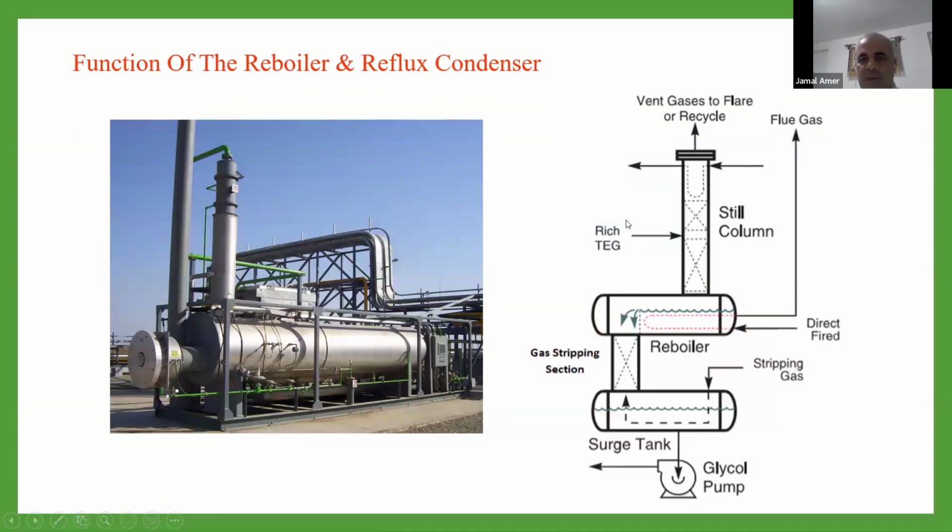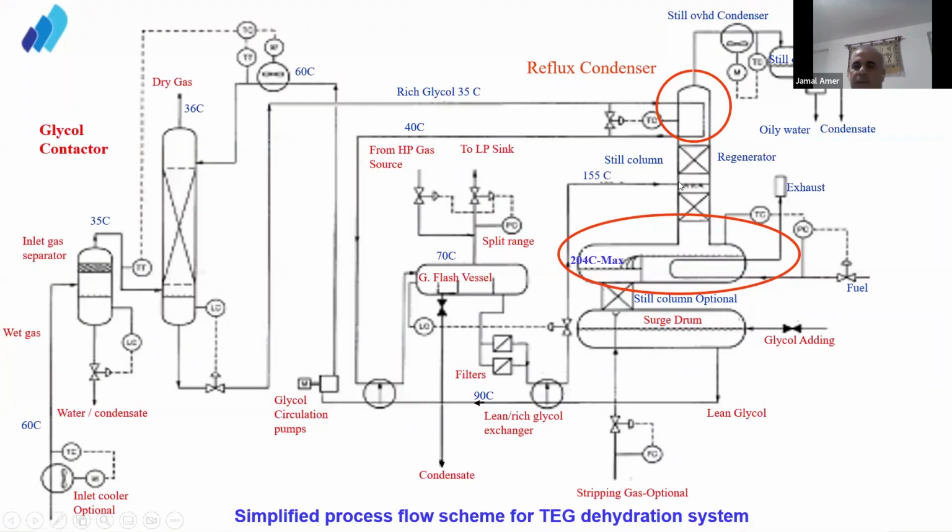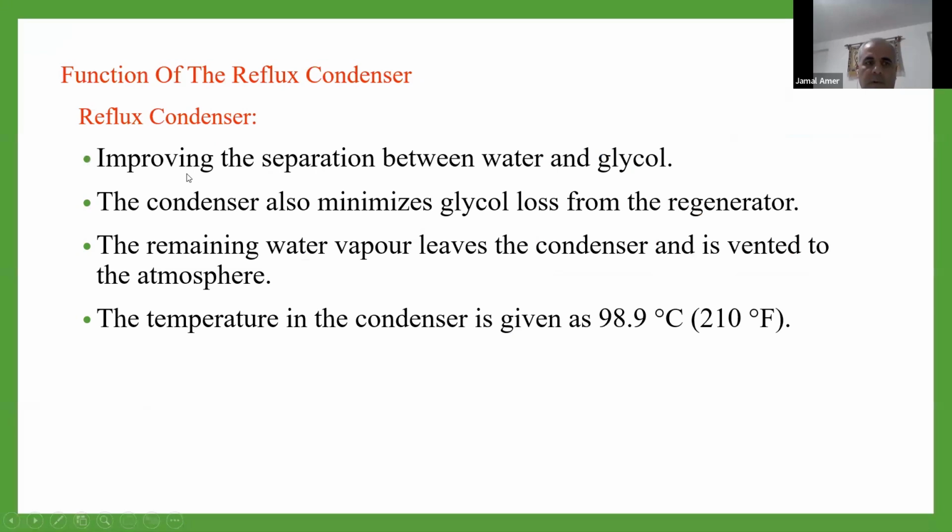Function of reboiler and reflux condenser. This is, as we said, the still column. Here the reflux drum, and here we have the reboiler and the reboiler direct fire heater. So here we have the stripping column, and we have here the surge drum. Reflux improves the separation between water and glycol. The condenser also minimizes glycol losses from the regenerator. The remaining water vapor leaves the condenser and is vented to the atmosphere. The temperature is around 98.9 Celsius.